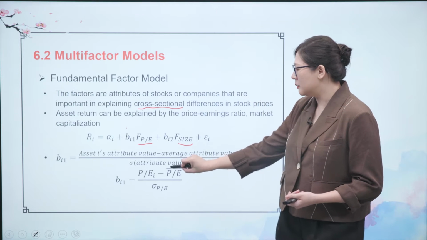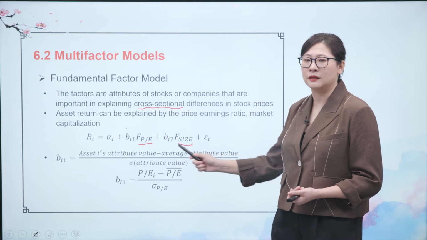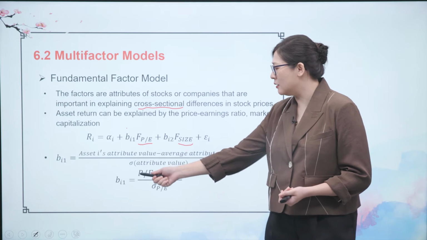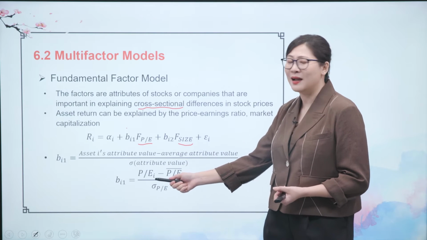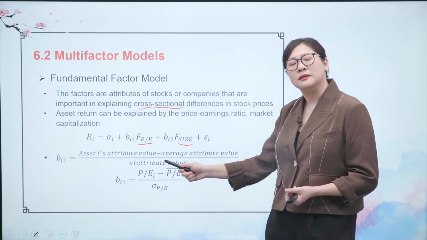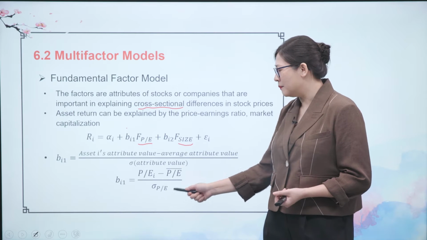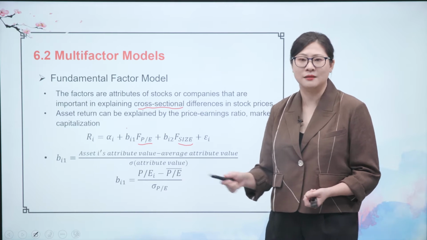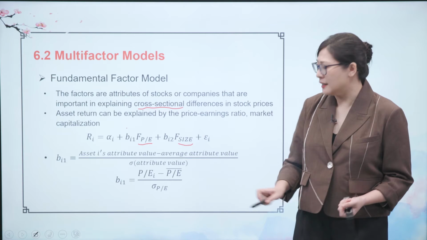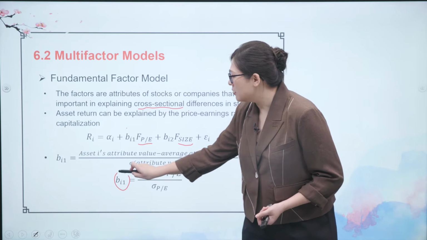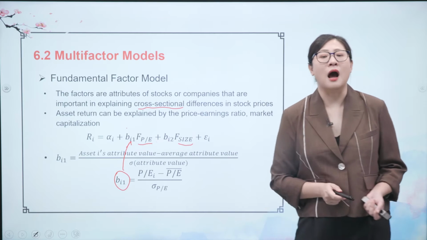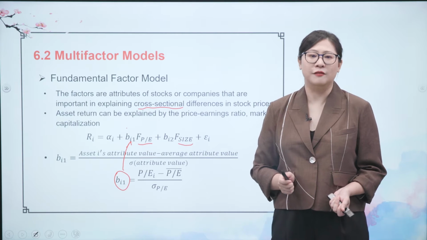Here, the PE average is the average PE of all these 30 stocks. And then we divide by the PE standard deviation, which is the standard deviation of PE across the whole 30 stocks. Okay, then you can solve for this PE. You put it in this equation and run the regression to get the final result.